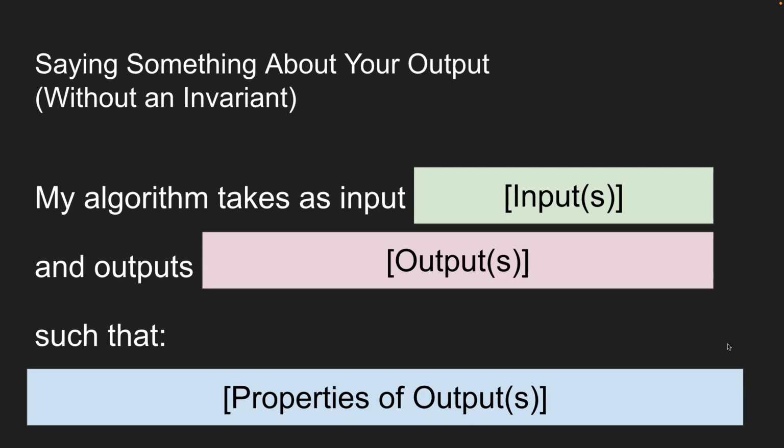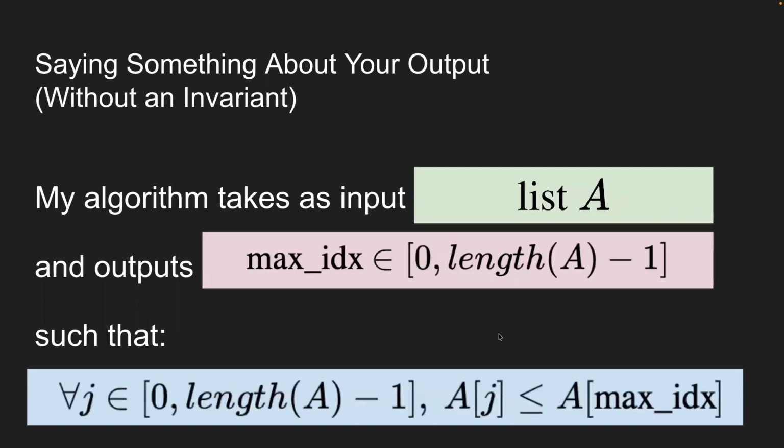For our algorithm, if I wanted to more formally describe what it is doing, I could say my algorithm takes as input list A. It outputs a maximum index, right? So it's going to output some value between 0 and the length of A minus 1, because these are going to be the indexes of our list A. Our list indexes start at 0 and end at the length of A minus 1. So it takes as input list A and outputs an index that's within the range of indexes of A. And what property do we want it to have?